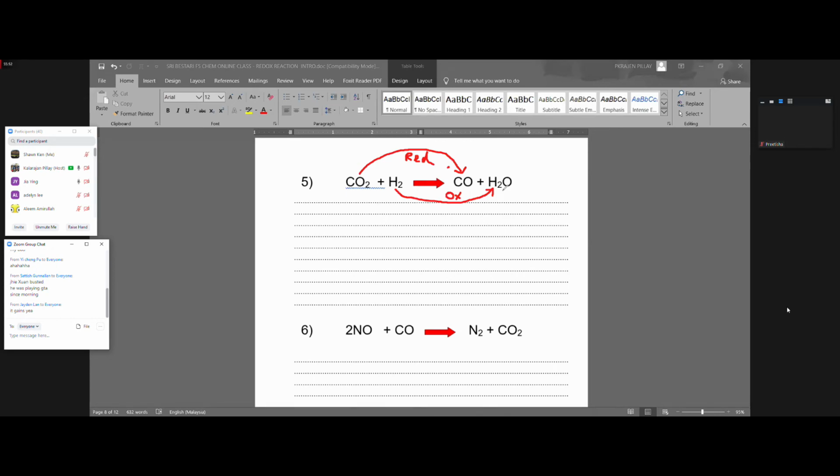Carbon dioxide is reduced to carbon monoxide. Well done. Next point. Hydrogen is oxidized to water. Well done. Now your OA and RA. Carbon dioxide is oxidizing agent. Yes, carbon dioxide is oxidizing agent. Then hydrogen is reducing agent. That's all. Well done. Okay, good.